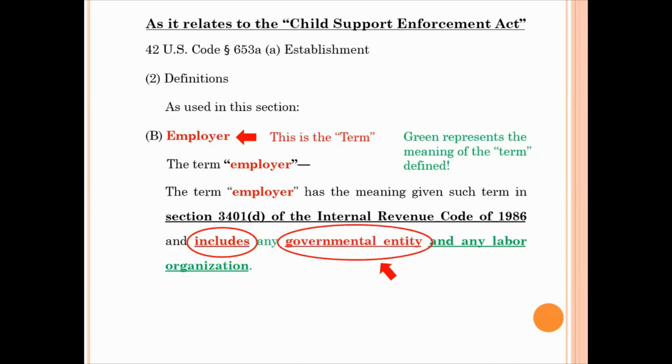We're going to focus here on governmental entity, all right? So notice here that the word any is located in this particular term, right? So any governmental entity includes any governmental entity. Employer includes any governmental entity. Green represents the meaning of the term defined. Are you starting to get the picture?